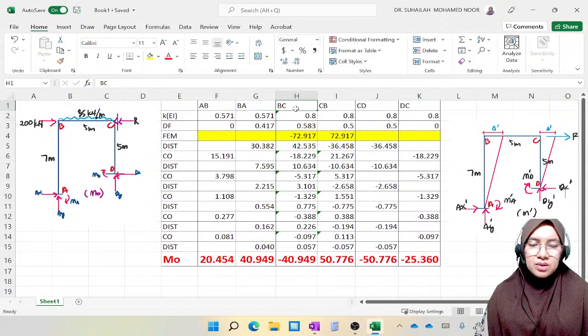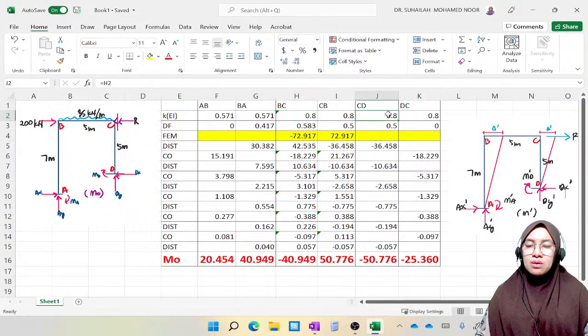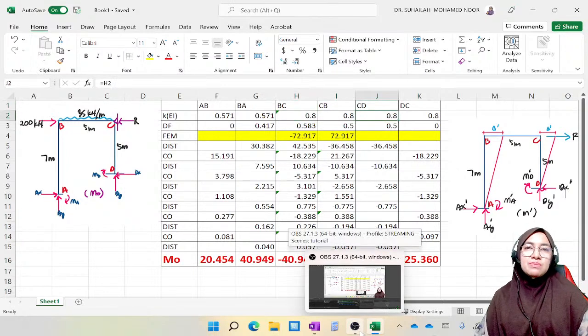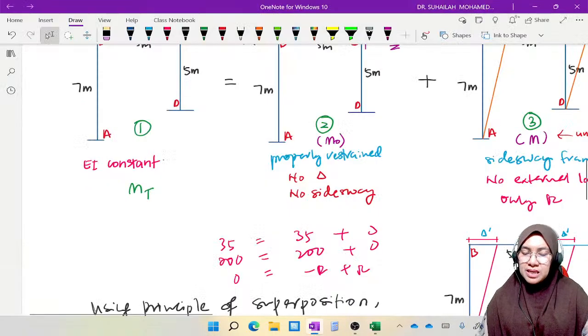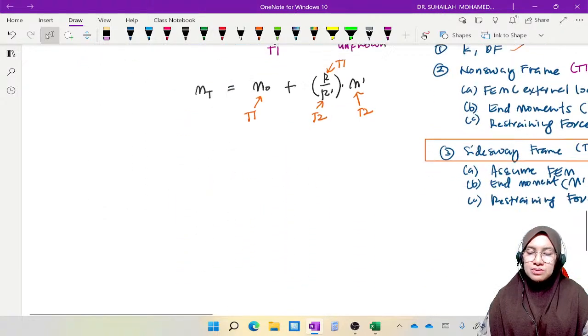No, it is constant. Okay, it is constant for all members. Constant means no EI, all is actually the EI value. So we move back to this.